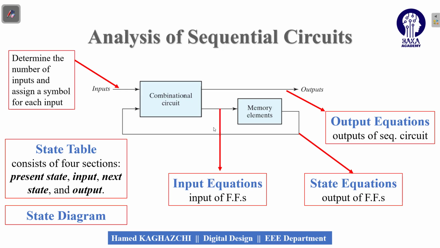It means that you have to start with determining the number of inputs, then find the input equation, which is the input of the flip-flop, the state equation, which is the output of the flip-flop, the output equation, which is the output of the circuit, and draw the state table and state diagram. Now, with an example, I will show you how we can find all of these equations, tables and diagrams one by one.